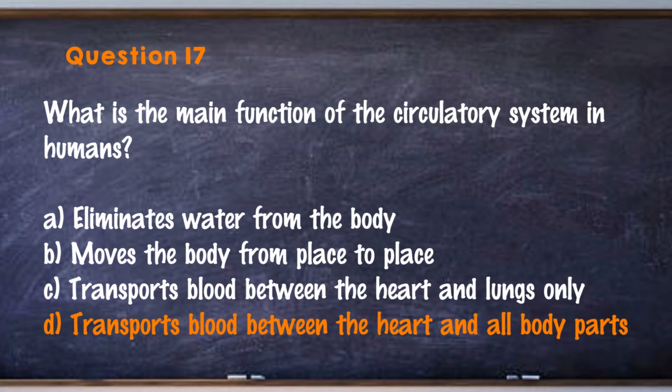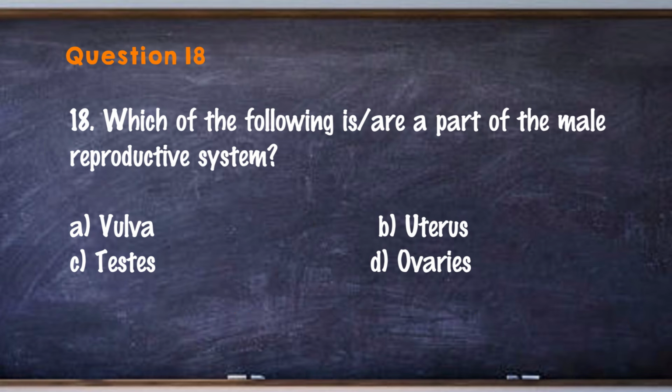Good. Question 18. Which of the following is or are a part of the male reproductive system? Is it A, vulva, B, uterus, C, testis, or D, ovaries?